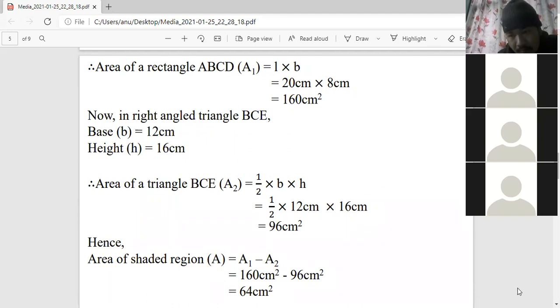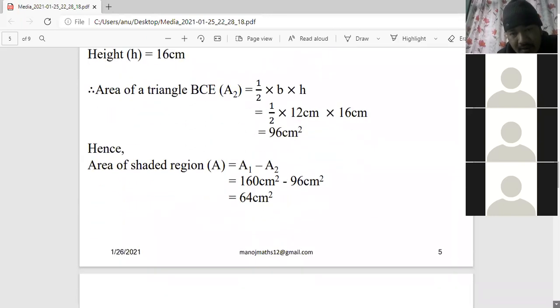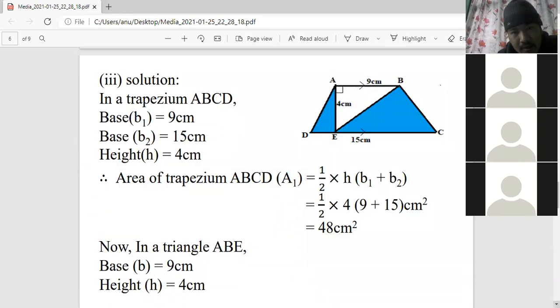Now look here. Next question. In this question, bigger one is trapezium. Not shaded one is triangle. From trapezium, if you subtract triangle, you will get the area of shaded region.